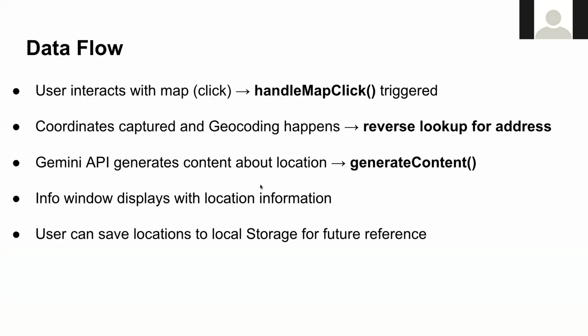So here for the data flow, like I said, when we click on our map, it will trigger the handle map click function, and then it calls the location manager, which has the function to reverse lookup the location from the address. So for that longitude and latitude, it'll find any location name, and then the Gemini API is also called to give you a description about the content.